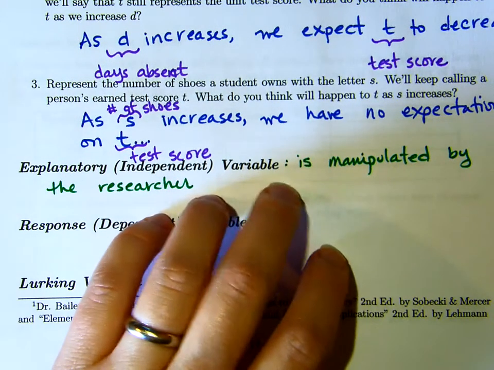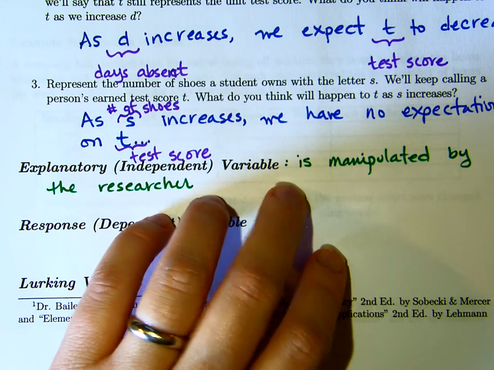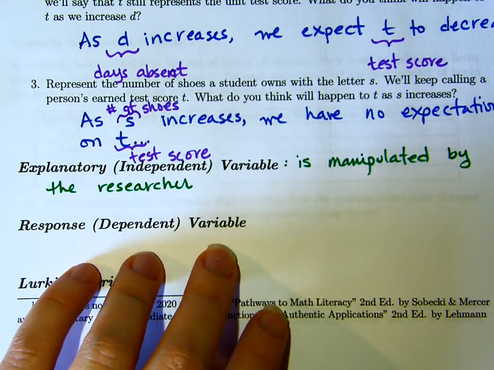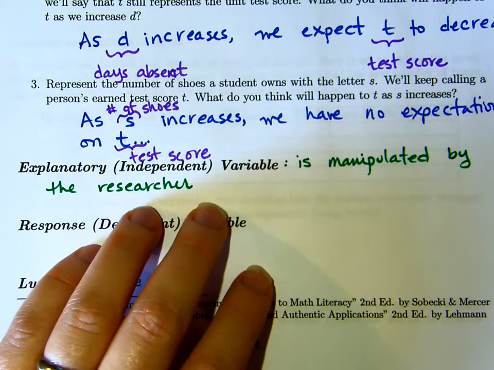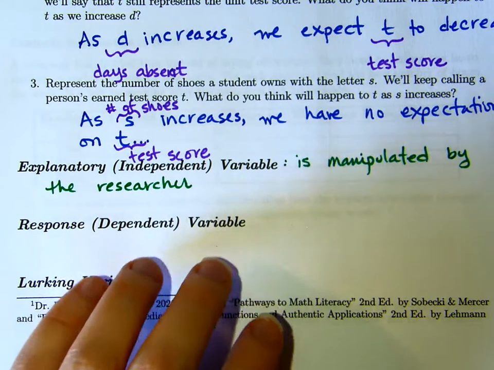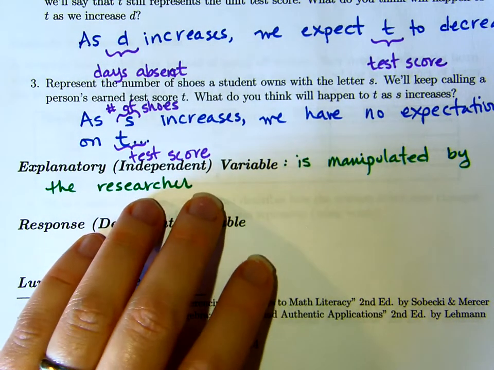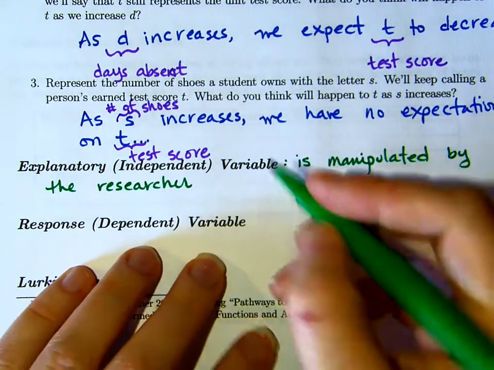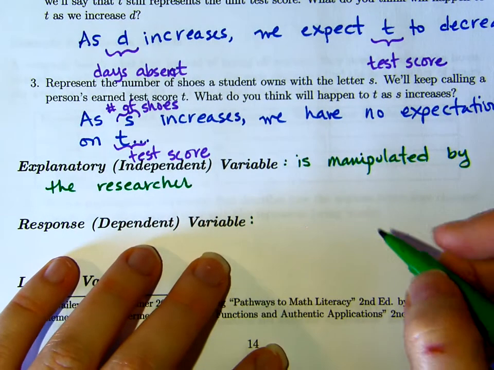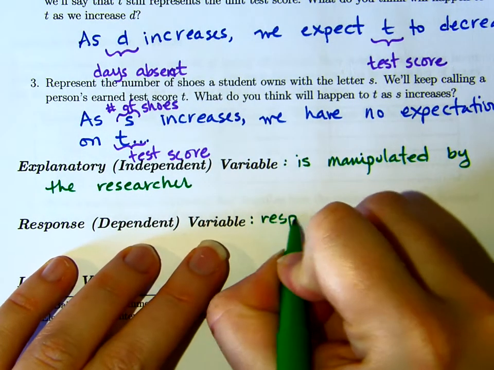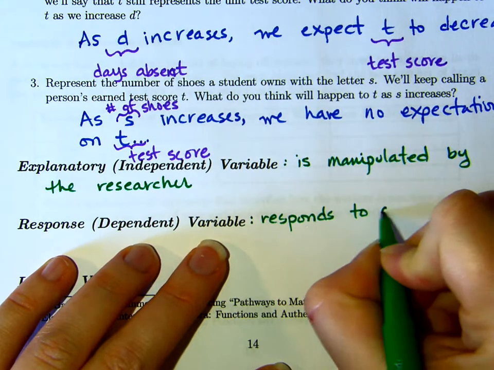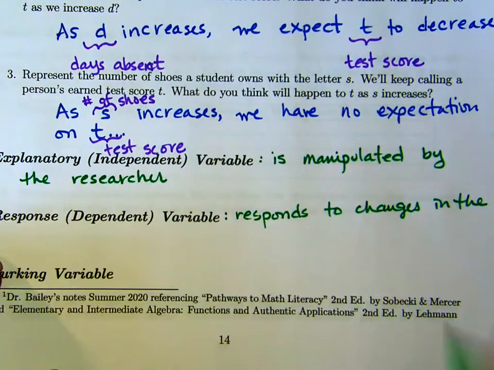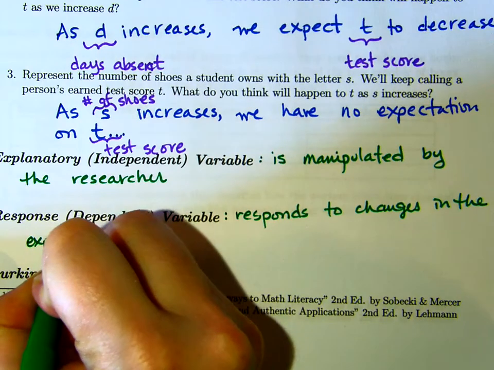We record this one too, but we don't measure it. We write it down and we manipulate it. We change it on purpose. This one though, that's the independent variable. It does what we want it to do. But this one depends on what we told this independent or explanatory one to do. So the response variable responds to changes in the explanatory variable.